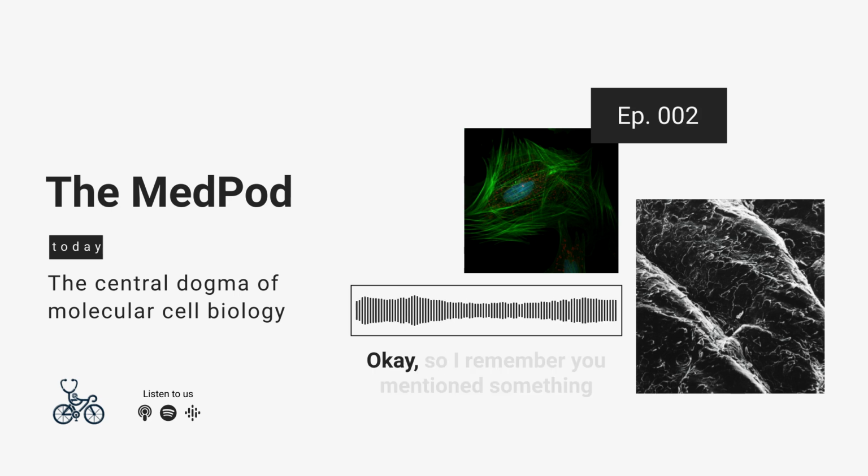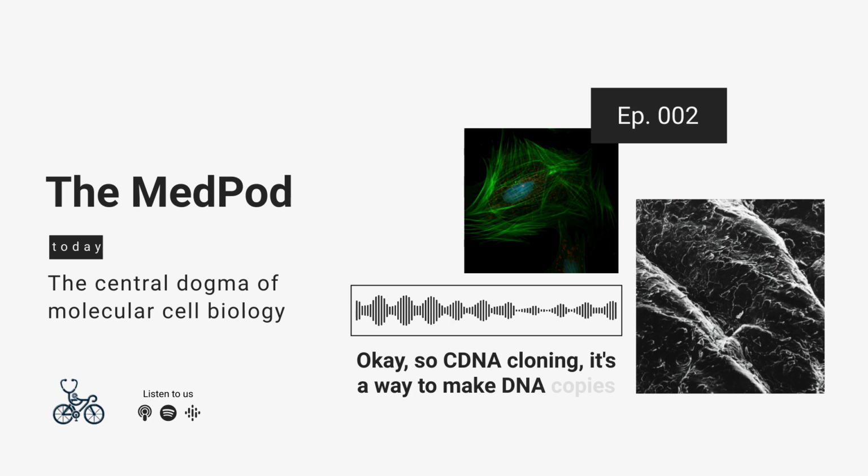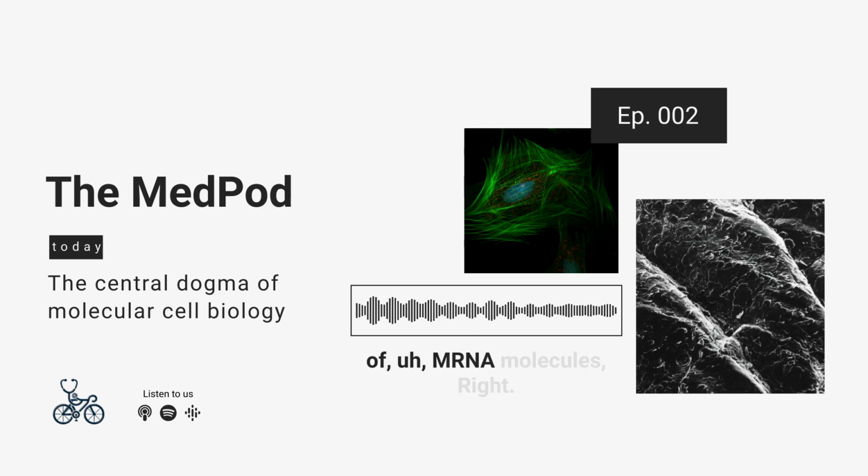It really is, yeah. Okay, so I remember you mentioned something called cDNA cloning before. Oh, yeah. What is that exactly? Okay, so cDNA cloning is a way to make DNA copies of mRNA molecules. Right, and mRNA is basically the genes that are being expressed, right? Exactly, so it's like a snapshot of what's happening in the cell at that moment.